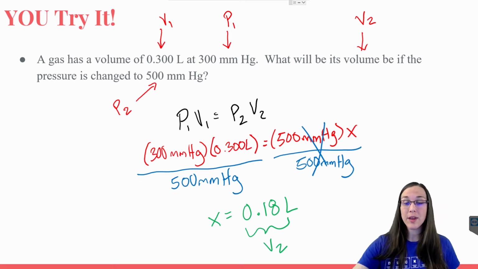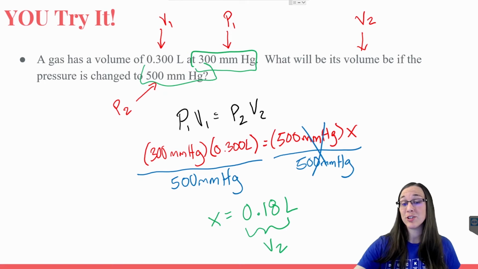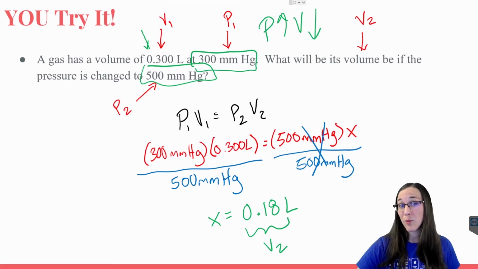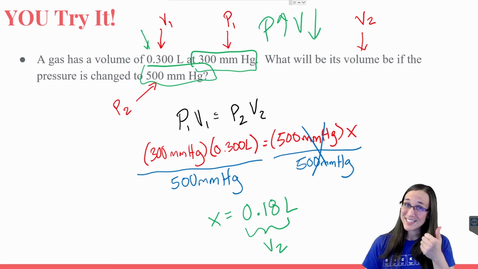We started at 300 millimeters of mercury for our pressure 1, and we increased the pressure to 500 millimeters of mercury. If we started with 0.3 liters of gas, it would make sense that by increasing the pressure, our volume would need to decrease. 0.18 liters is smaller than 0.3 liters, so we know we must have completed this correctly.